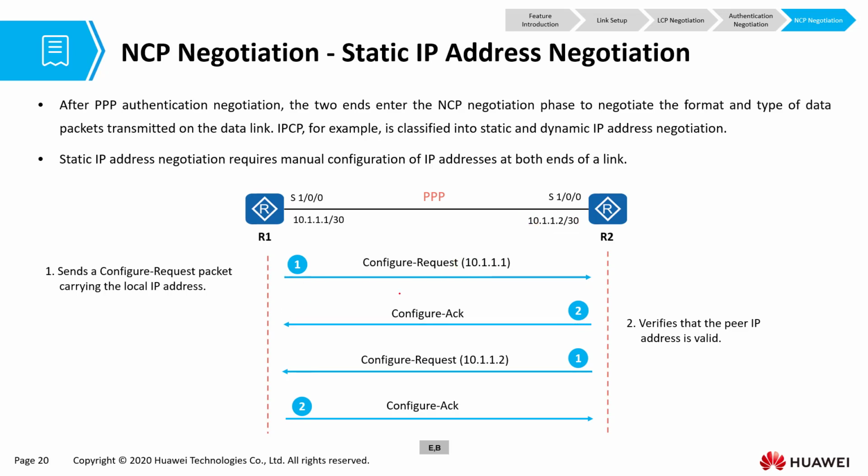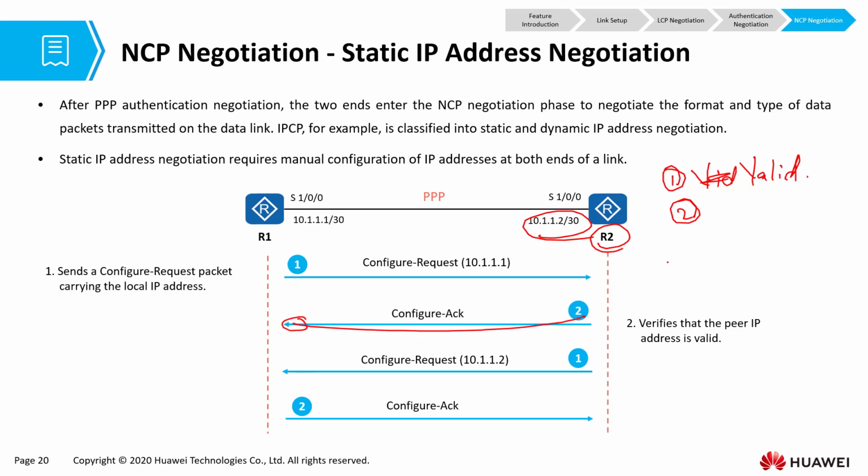Those are the 2 things the peer end checks. 1, is the IP you send a valid IP? 2, is it not the IP on my interface? Well, if both answers are yes, it will consider that the IP can be used by the peer, and so will send a configure acknowledgement.